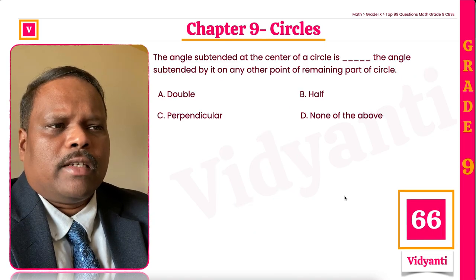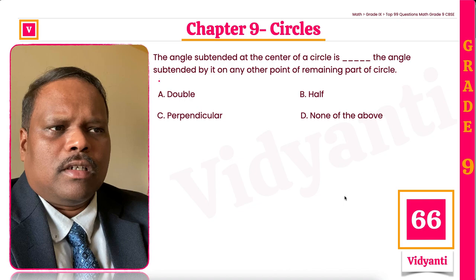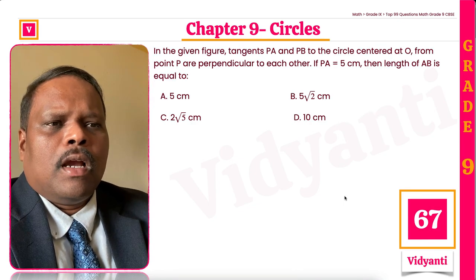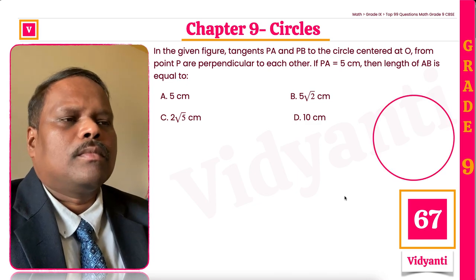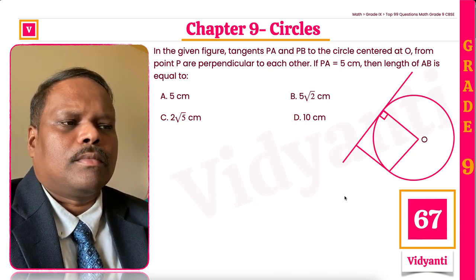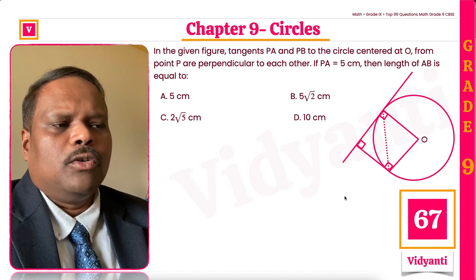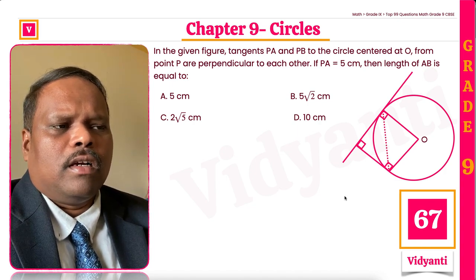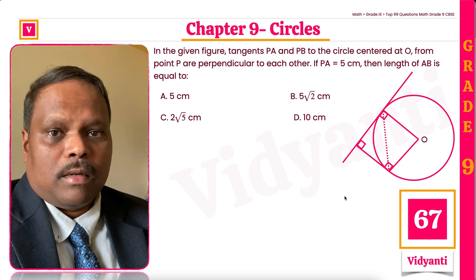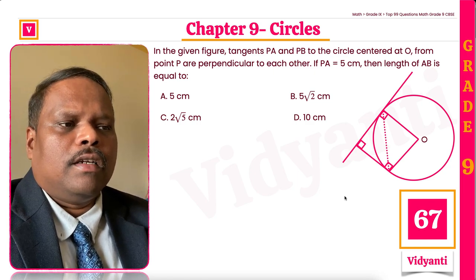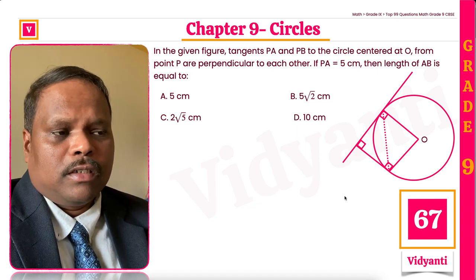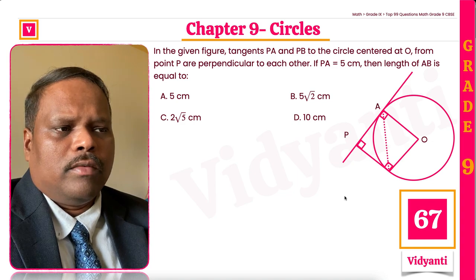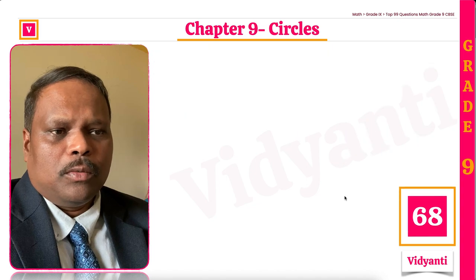The angle subtended at the center of the circle is always double. In the given figure, tangents PA and PB, let's see the figure. We need to calculate this dotted line. Well, we know that the tangents are perpendicular to the radius vectors, and here the third angle is also given as 90 degrees. That's part of the question. So that means this is a rectangle. If this is 5 and this is 5, then this will be 5 root 2 according to the Pythagoras theorem.